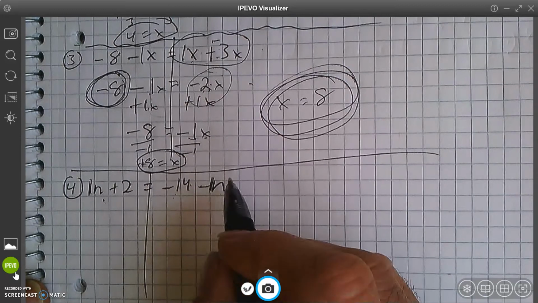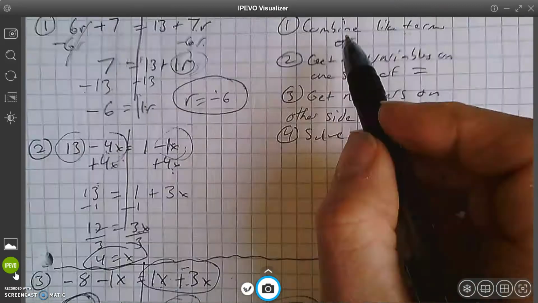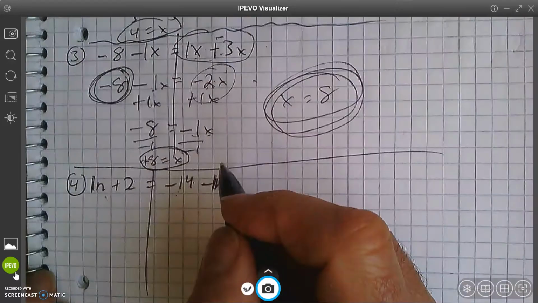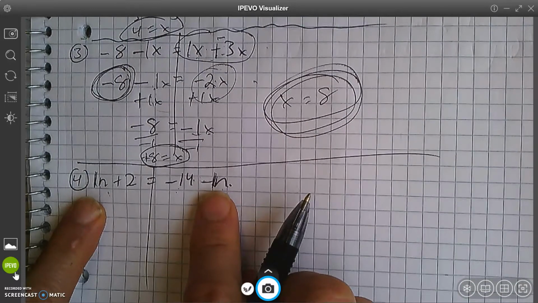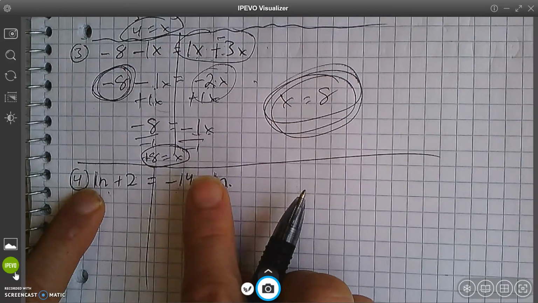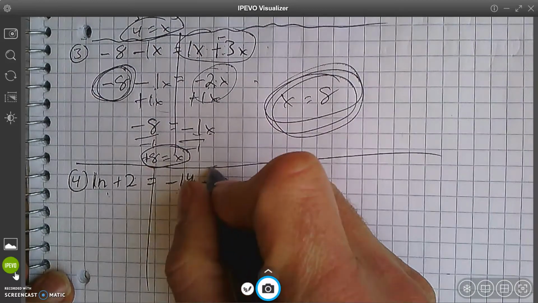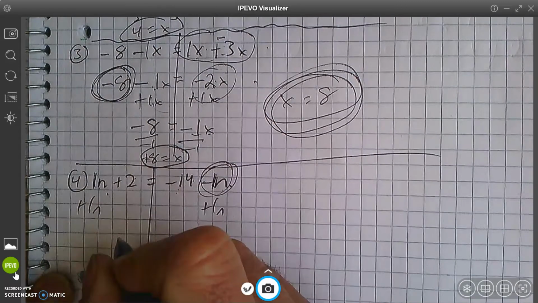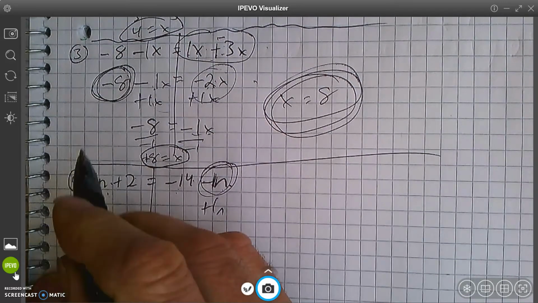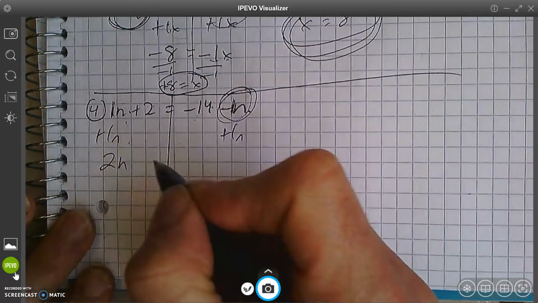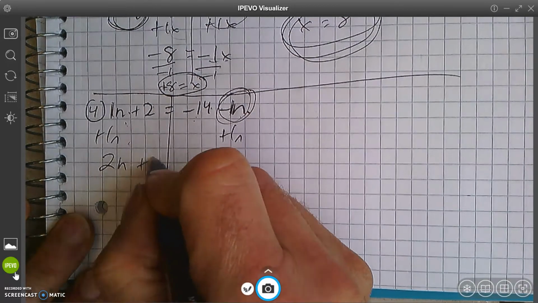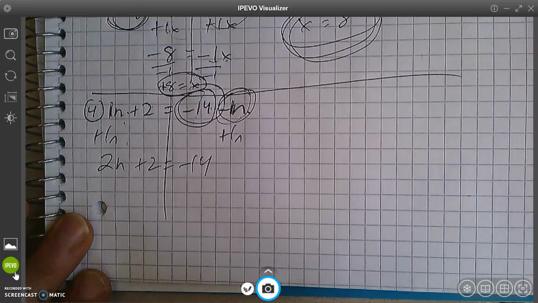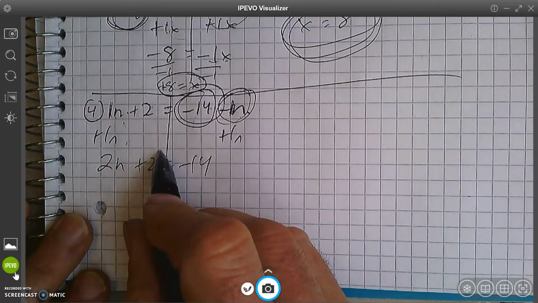So now I don't need to combine like terms or distribute, there's none of that. I have an option, and I'm going to pick the least one. Negative 1 is less than 1, so I'm going to do the opposite of negative 1n, which is positive 1n. 1n plus 1n is 2n. Got the 2 there, got the negative 14. Now I need the numbers on the other side.